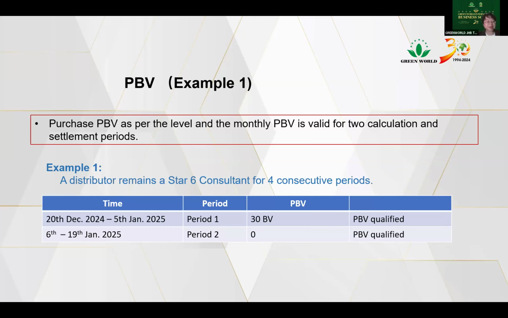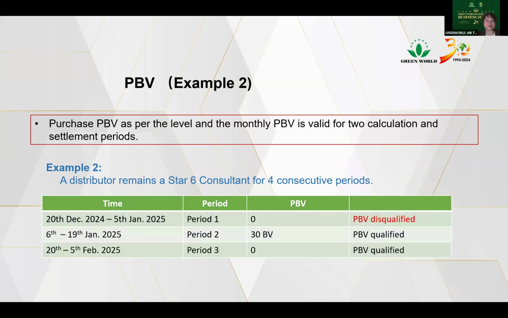So we don't really suggest you to split this. If you finish your personal BV on the go during the first period, then this is going to help you a lot. So you don't have to worry about the PBV on the second period.